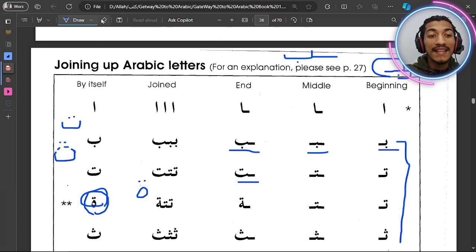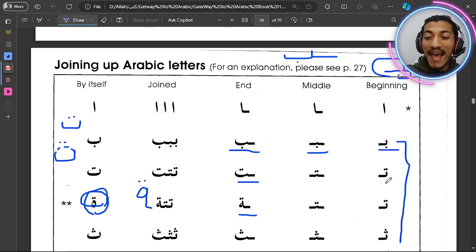And this one is a closed ta. Okay, it is a closed ta, or ta marbuta, and it usually comes at the end of the word. And this shape, if we wanted to connect it to the previous letter, how will it look? We will connect it like this. That forms a new shape that is this one.